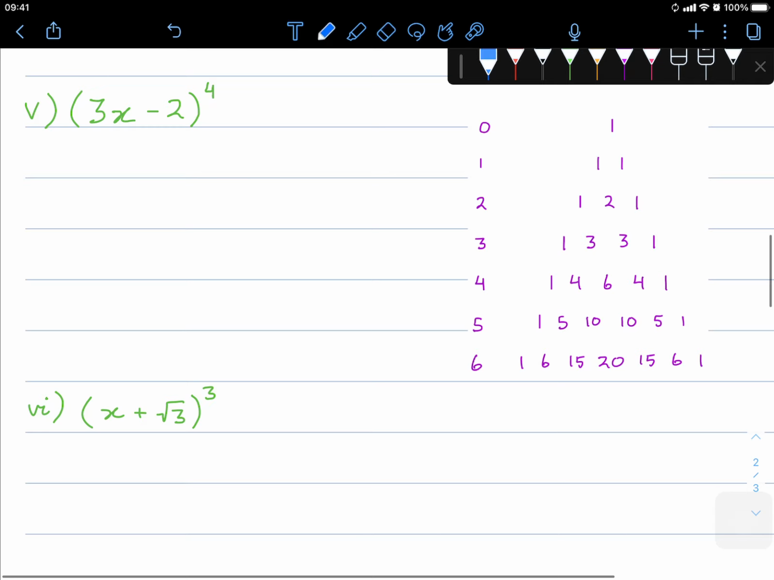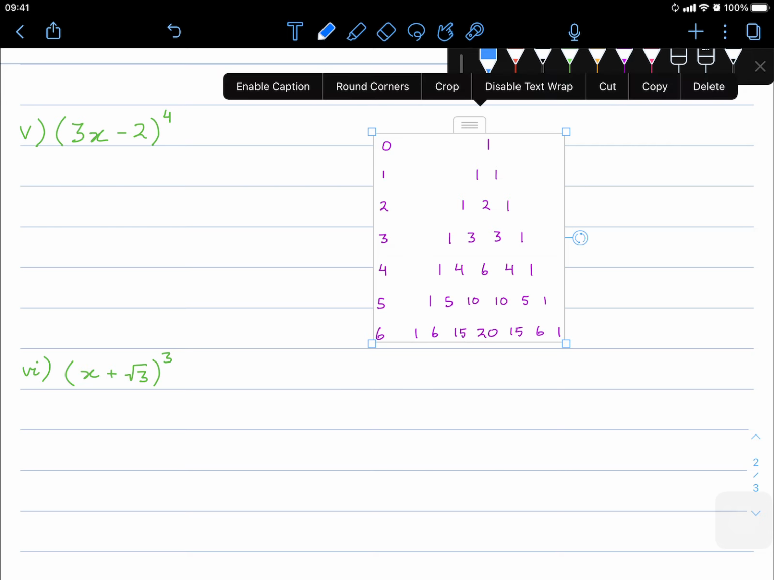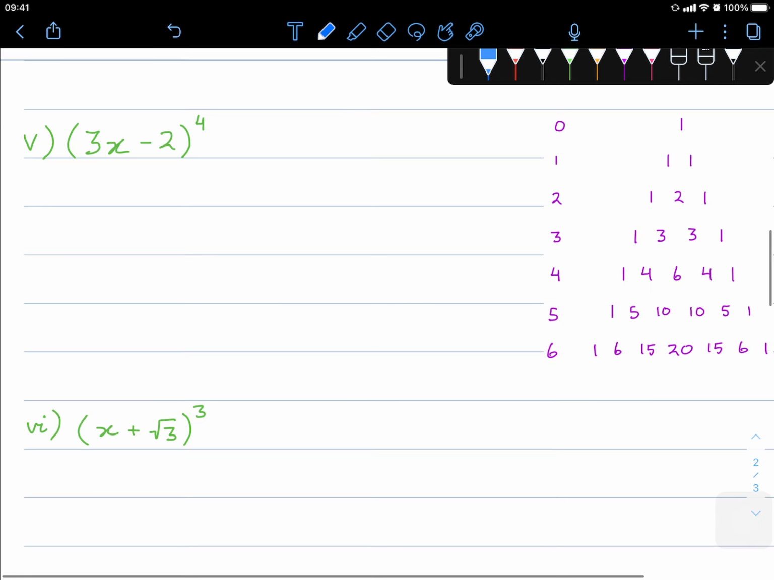For this one, it's getting a little bit trickier because we have 3x. It's no longer just a single term by itself, it's a coefficient and an algebraic term. This still doesn't change the pattern, it's just that we need to be even more careful when we apply it. So here we go.